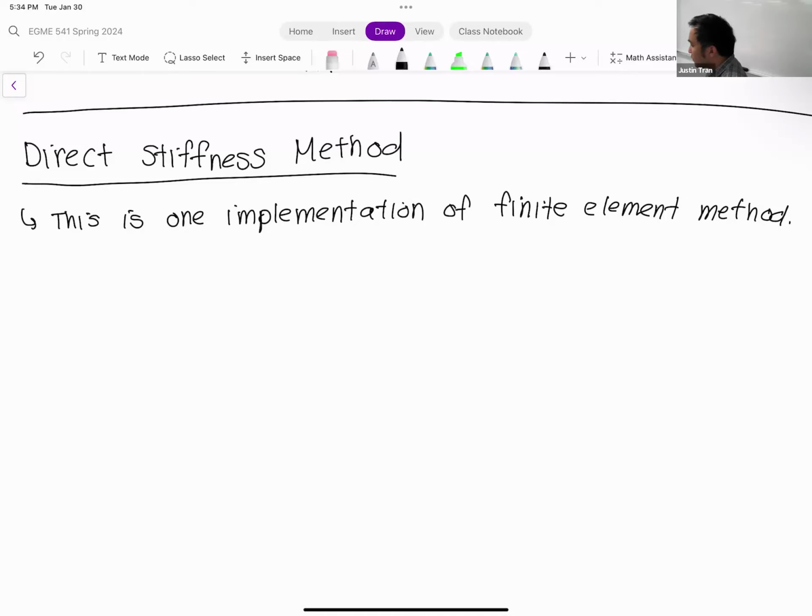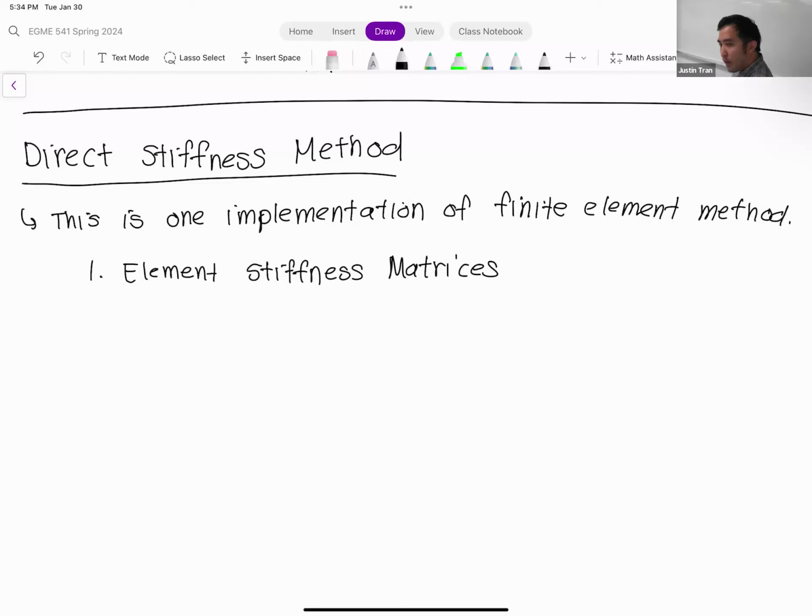But it's a good place to start, especially if you're kind of rusty on linear algebra and a lot of these other mathematical concepts. Direct stiffness is a good place to start. Okay. So we went over two main parts of the direct stiffness method last time. The first thing that we talked about was the idea of element stiffness matrices. The idea with an element stiffness matrix is that if you have a particular element, you can form a small matrix set of equations that encapsulate the physics, the properties of that element. Okay.